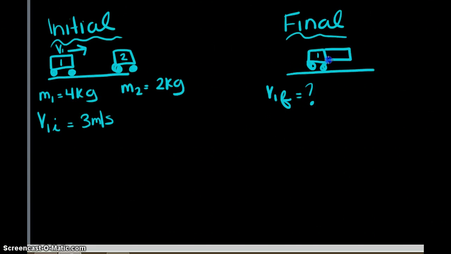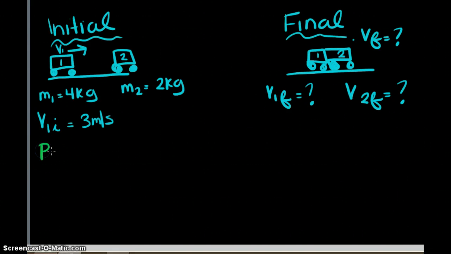And let's imagine when it hits cart 2, they stick together. So they stick together and they have some velocity together, but we don't know what that is. What's interesting is that v1 final and v2 final, if the two carts are sticking together, are going to be the same number. Okay, any other quantities that I can find at this point?